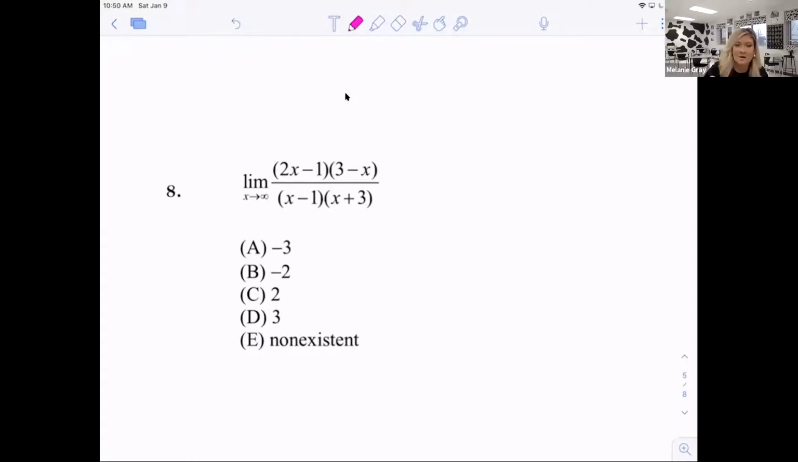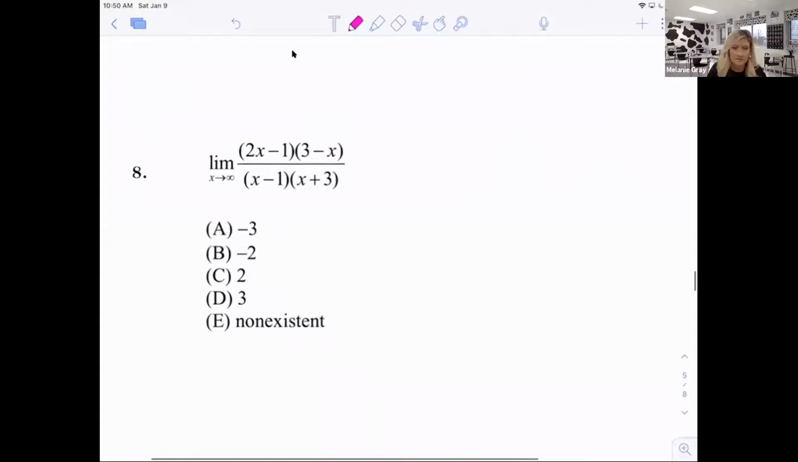So let's go back to number 8 and let's talk about why the answer was -2. On this one, you could do it without multiplying it out. Of course, when a rational function is in factored form, you can find the degree by adding together the degree of each factor. So we know this is a degree 2 over degree 2. So we know the degrees are equal, and we're going to have to divide the leading coefficients.